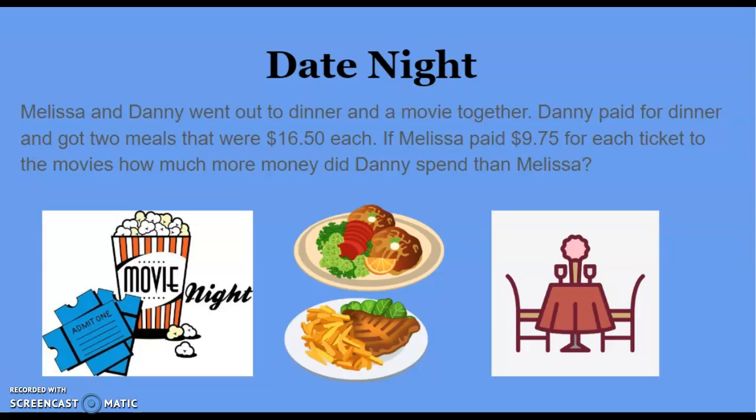The next question was called Date Night, and it asked: Melissa and Danny went out to dinner and a movie together. Danny paid for dinner and got 2 meals that were $16.50 each. If Melissa paid $9.75 for each ticket to the movies, how much more money did Danny spend than Melissa? The way I thought this problem should be solved was starting with what Danny paid, $16.50 times 2, and then what Melissa paid, $9.75 times 2, and then subtracting Melissa's sum from Danny's sum.